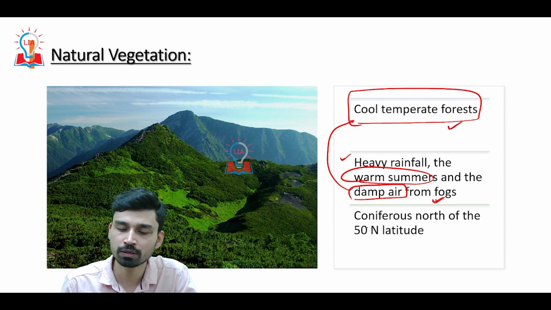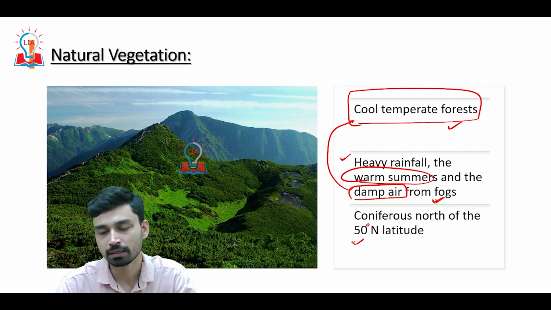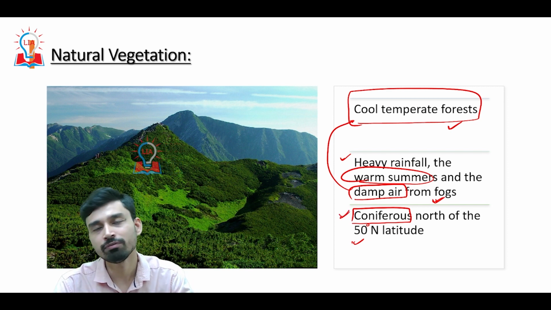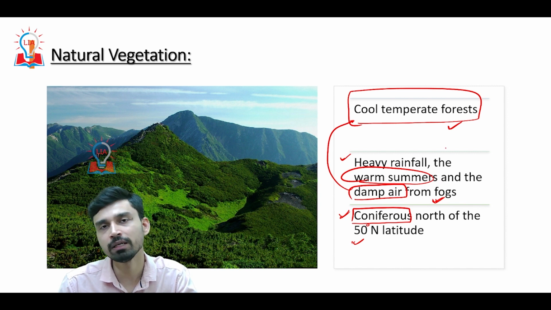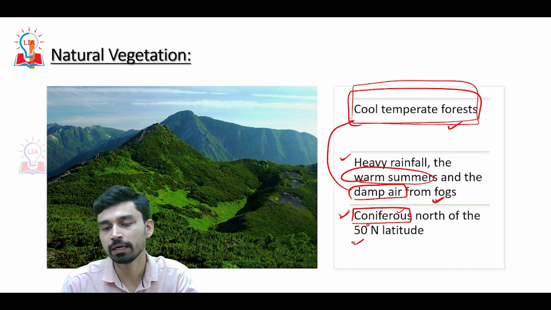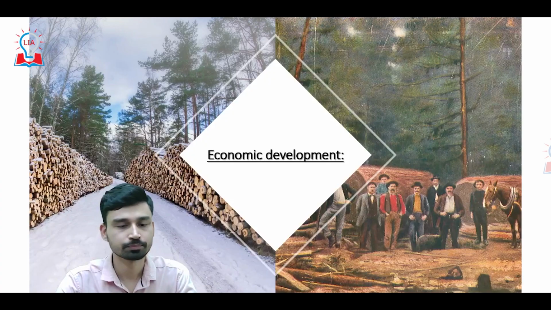However, if you go further beyond 50-degree north latitude, because the temperature becomes lower, the deciduous trees cannot survive there, and thus we have the coniferous forest found beyond 50-degree north. So from 40 to 50 degrees we have deciduous and evergreen forest, and beyond 50 degrees we have development of coniferous forest, but overall it is largely covered by cool temperate forest, as we can see.